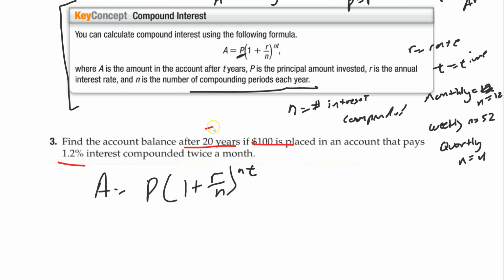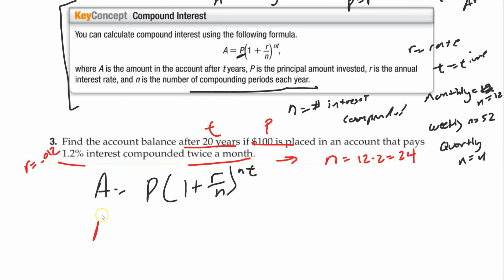So that's my T. I'm putting $100 in, so that's my principal. My rate is a paltry 1.2% or 0.012. I'm trying to see how much I'm going to make, and I'm compounding it twice a month. There's 12 months a year, and we're doing it twice, so 12 times 2. So n equals 24. That's all I need. My time, how much I deposit, my rate, and then what's my n.